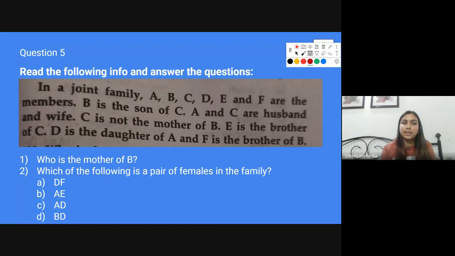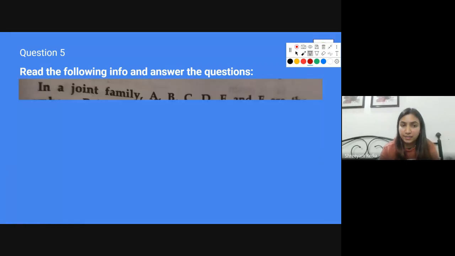Now this is another question. It says, in a joint family, A, B, C, D, E, and F are the members. B is the son of C. A and C are husband and wife. C is not the mother of B. E is the brother of C. D is the daughter of A. And F is the brother of B. Okay, there are two questions here: who is the mother of B, and which of the following is a pair of females in the family? So let's see how we'll solve this.